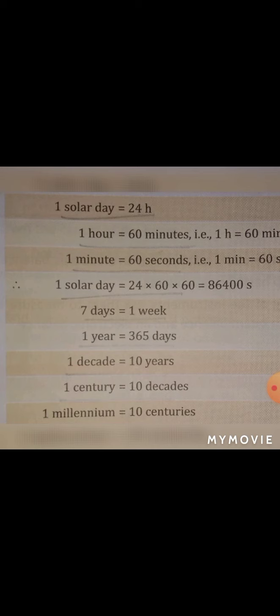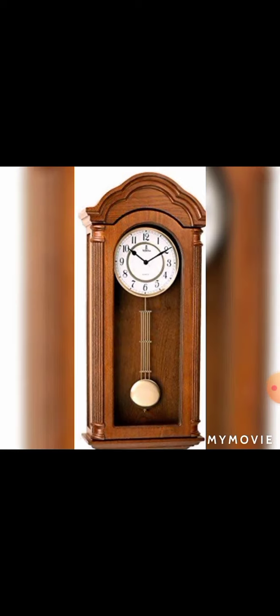1 year is equal to 365 days. 1 decade is equal to 10 years. 1 century is equal to 10 decades. 1 millennium is equal to 10 centuries.